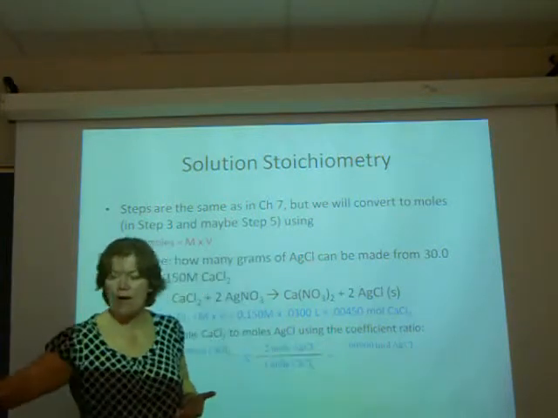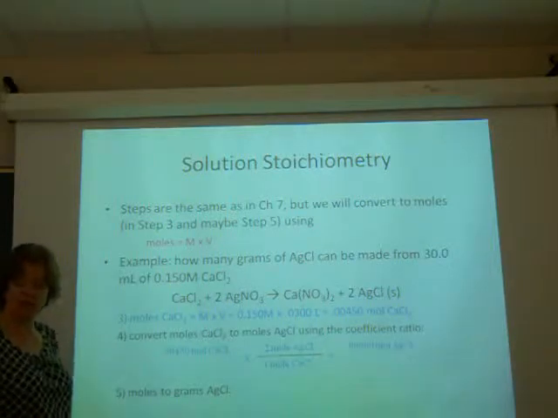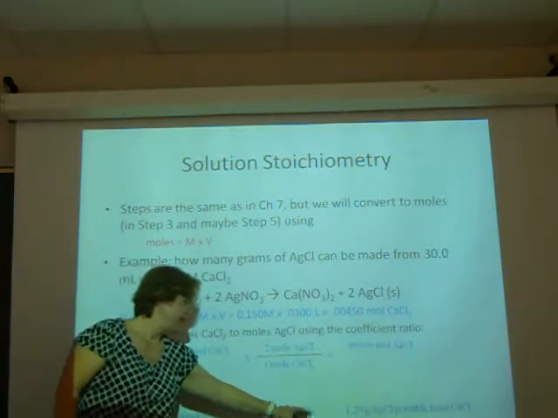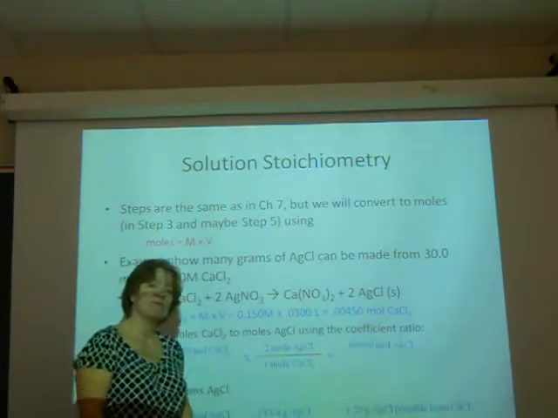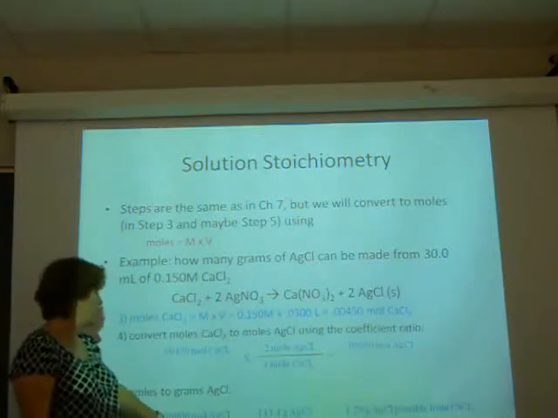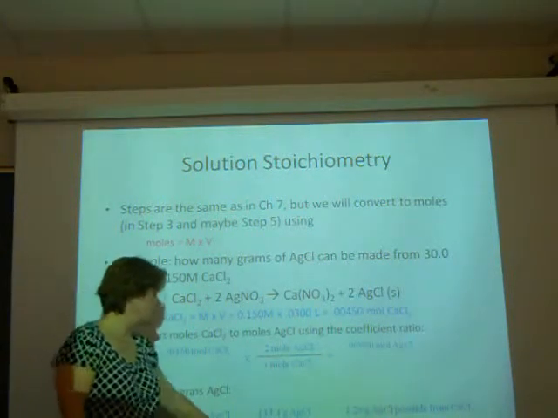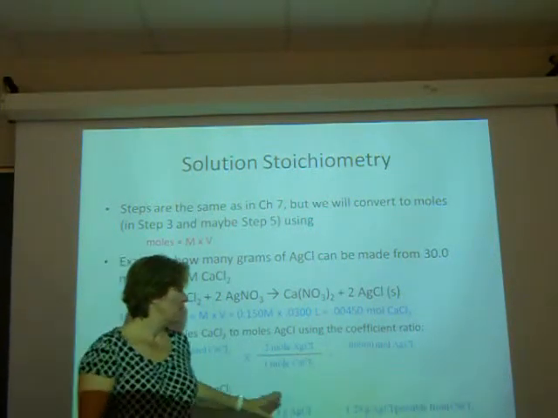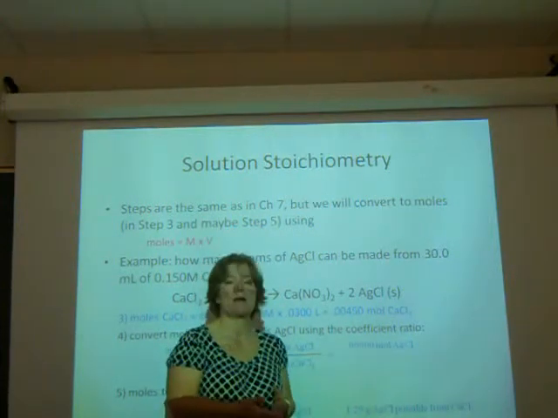Now I just need to figure out how much that would weigh in grams. So I'm going to convert moles to grams. I'm going to have to calculate the molar mass of AgCl by adding up the molar masses of silver and chlorine. And it's 143.4 grams per mole. 0.00900 moles of silver chloride. Since this is moles, I'm putting moles on the bottom. I want grams on the top. And when I multiply through, I get 1.29 grams of silver chloride possible from calcium chloride.